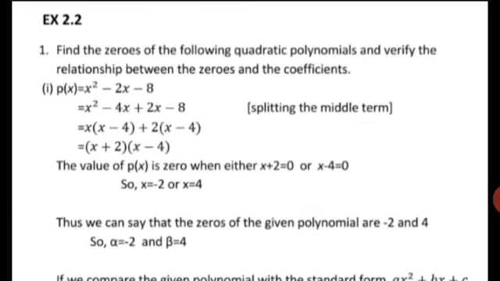It shows you the first question. Same question is typed. Now P of x, that is the polynomial of x that is given here, is x square minus 2x minus 8. If you remember the method of splitting the middle term, we are going to use it here and get the two factors.